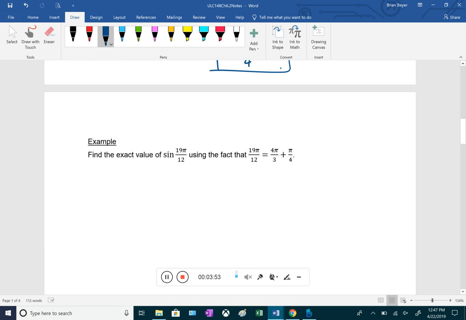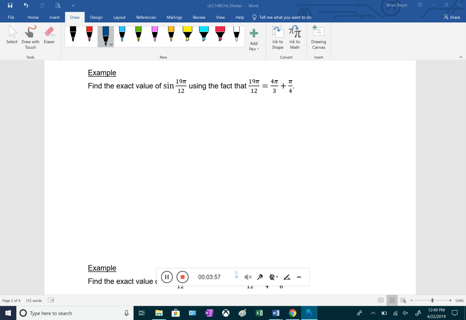Okay, so let's do another one here. Find the exact value of sine of 19 pi over 12 using the fact that 19 pi over 12 can be split up as 4 pi over 3 plus pi over 4. We could try doing this a reference angle way and it might work, but we are going to use the formula way, so we're using sine of 19 pi over 12. And we're using the fact that that's equal to sine of 4 pi over 3 plus pi over 4.